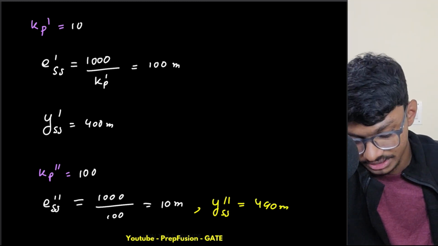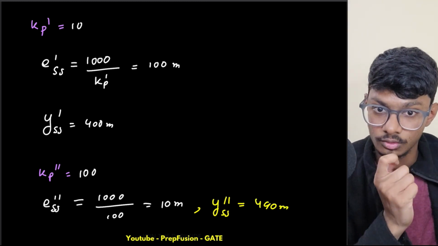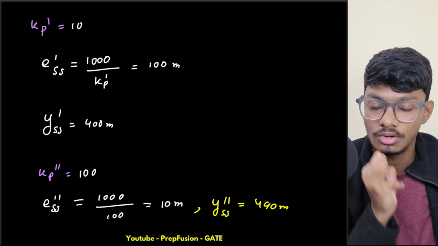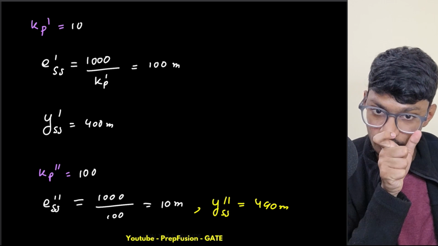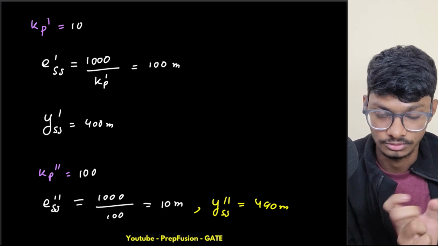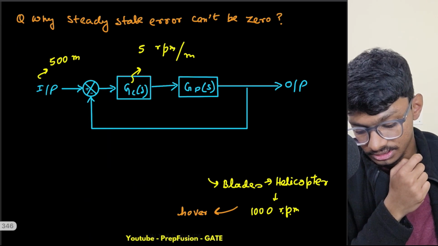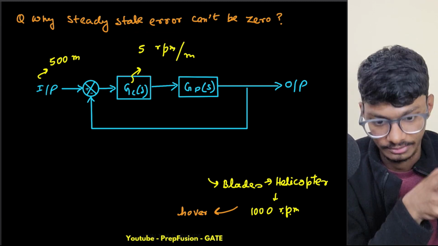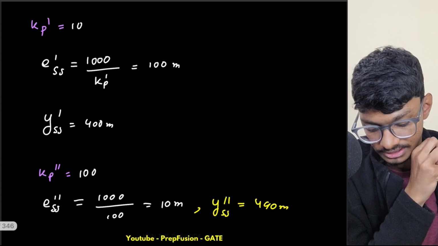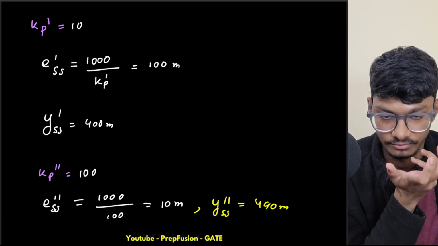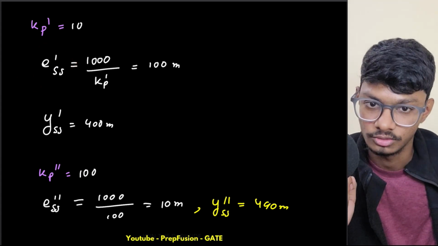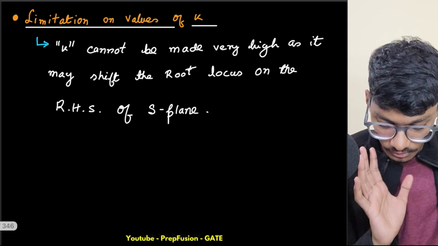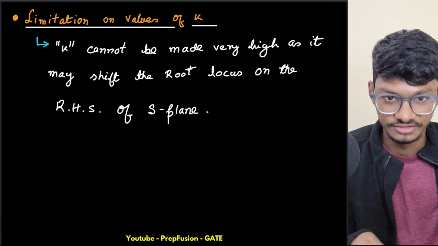So you can see that we are reaching very close to our reference input, whichever input we want, but still not exactly 500. So that's why I told that the steady state error can't be 0. If you make Kp infinity, obviously it can be, because here ess will be 0. So that you can do, but that is obviously not possible. Why? Because of this point basically.